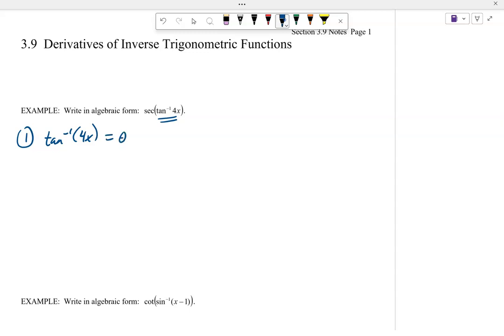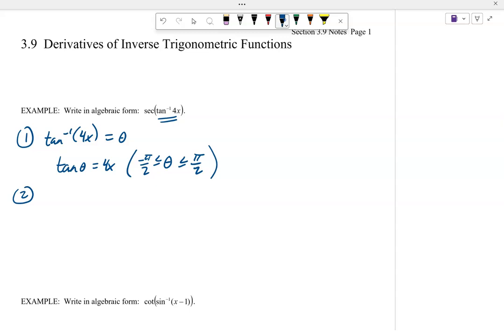Step number one, we're going to take that arc tangent of 4x and set that equal to theta. And so we can say, well, if the arctangent of 4x equals theta, then we know the tangent of theta must equal 4x, right? Because they're inverses. Of course, theta would be between negative pi halves and pi halves, because that's where you cut off the tangent to create the arctangent. Again, we're assuming x is positive, so this will be in quadrant one always.